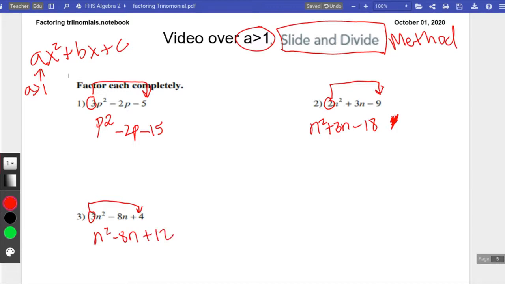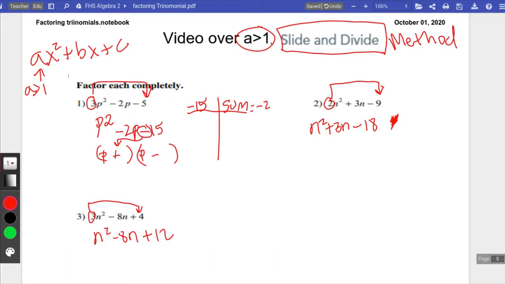So now it goes back to the way I did it earlier with y'all. You're going to set up your two parentheses. Because that's a negative right there, you know already you're going to have a plus and a minus. And we're dealing with the letter p. Now our number is negative 15, and the sum has to equal the middle number, which is negative 2. What two numbers, when you multiply, give you negative 15, and if you add them, you get negative 2?